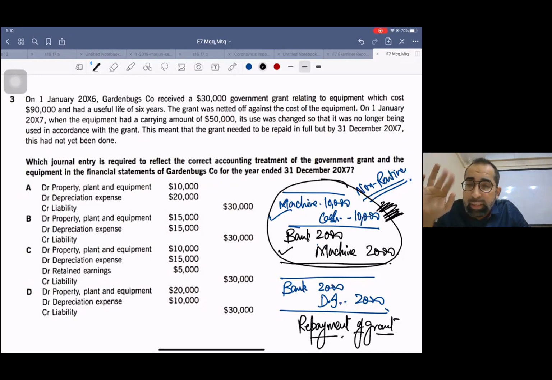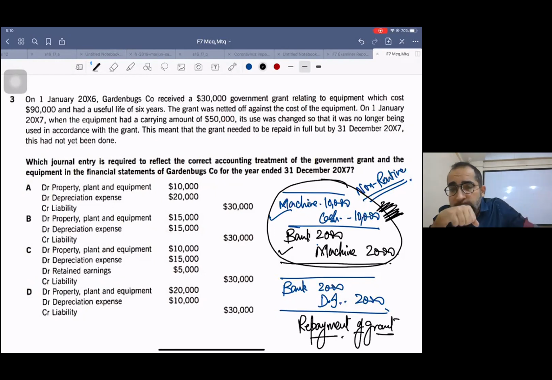This is IAS 8. And changes in accounting estimate are always adjusted prospectively.